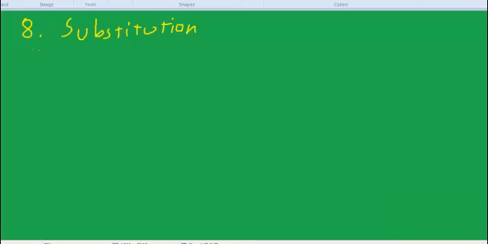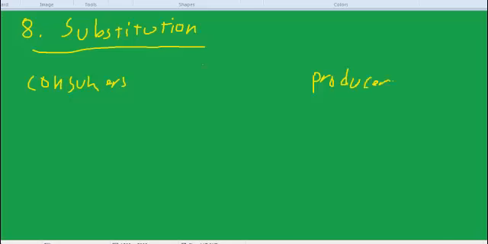I'm Dr. Kling, and today's topic is substitution. That's another basic concept in economics, and we see it everywhere. Economists will sometimes divide it into two types of substitution: substitution by consumers and substitution by producers. And we can give some examples of each. I won't write them as we go.